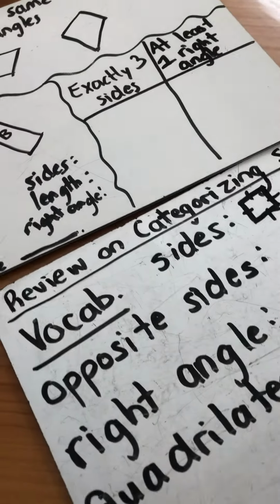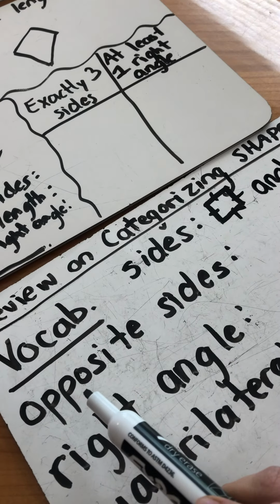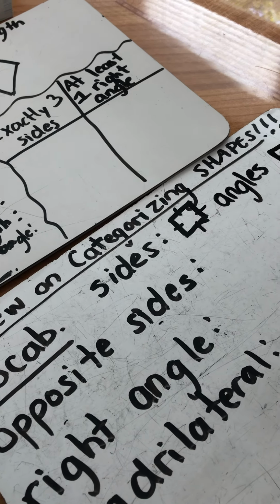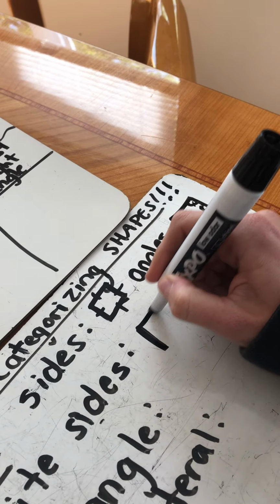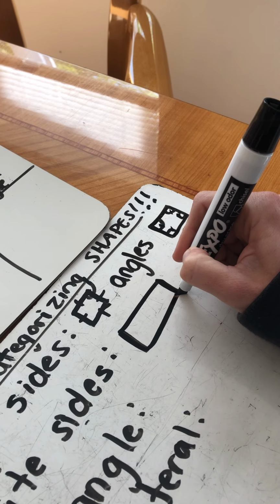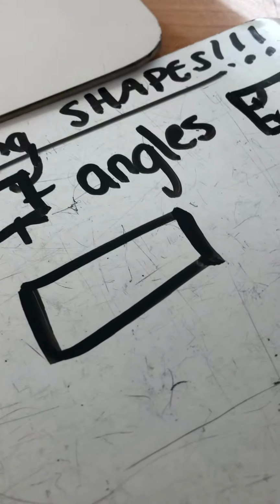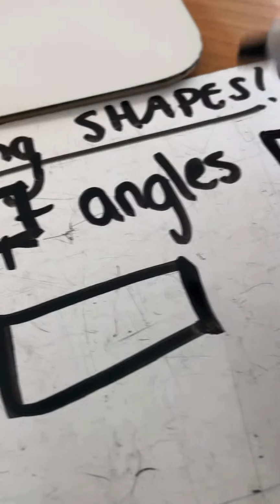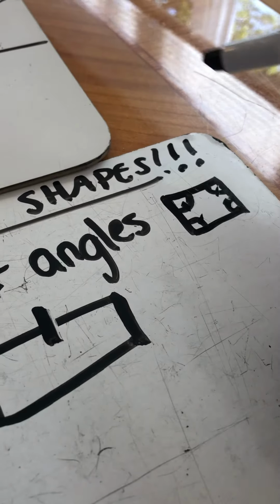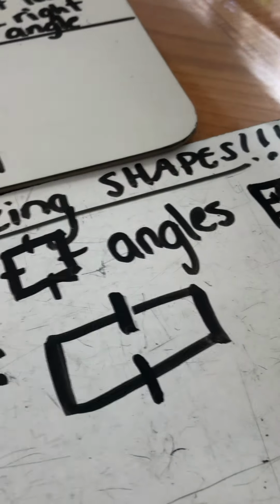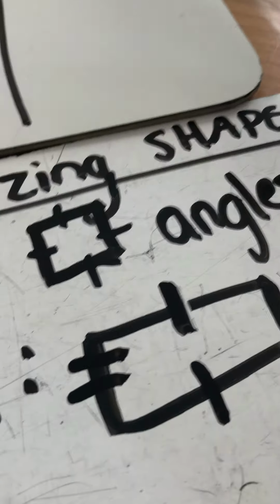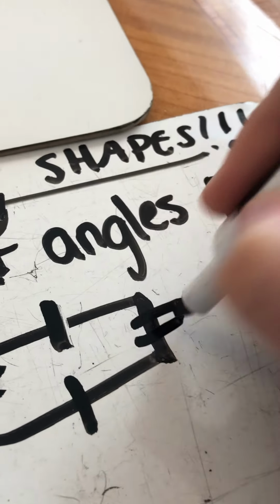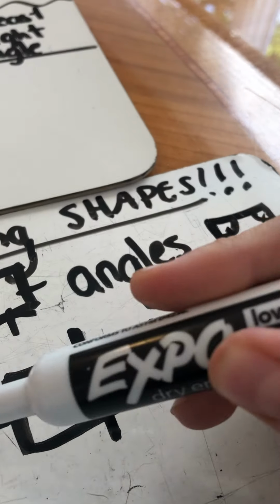Okay, the next words we're going to review are opposite sides. What do opposite sides mean? So I have this rectangle here. Which sides are opposite? Opposite means directly on the other side. So this side's opposite side would be this one, and this side's opposite side would be this one. They're directly on the other side from each other, okay?